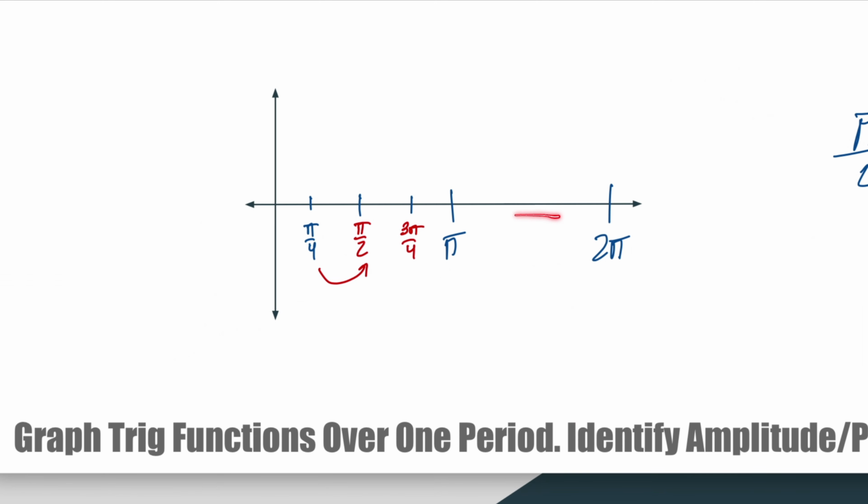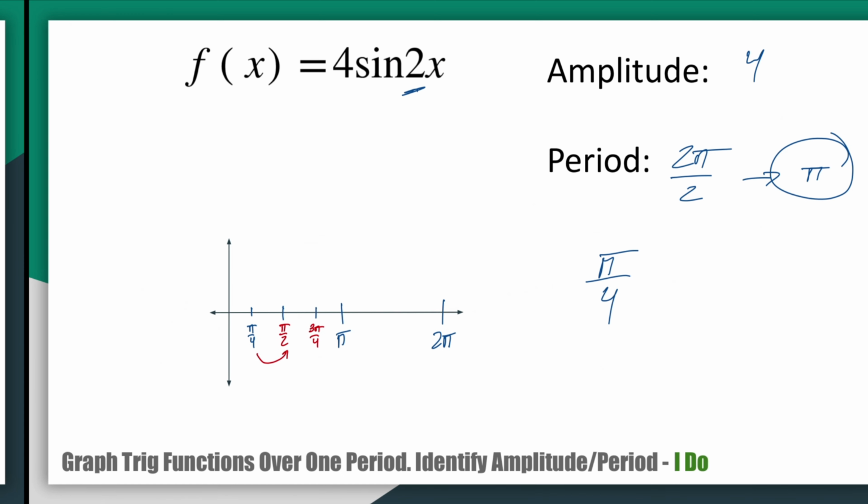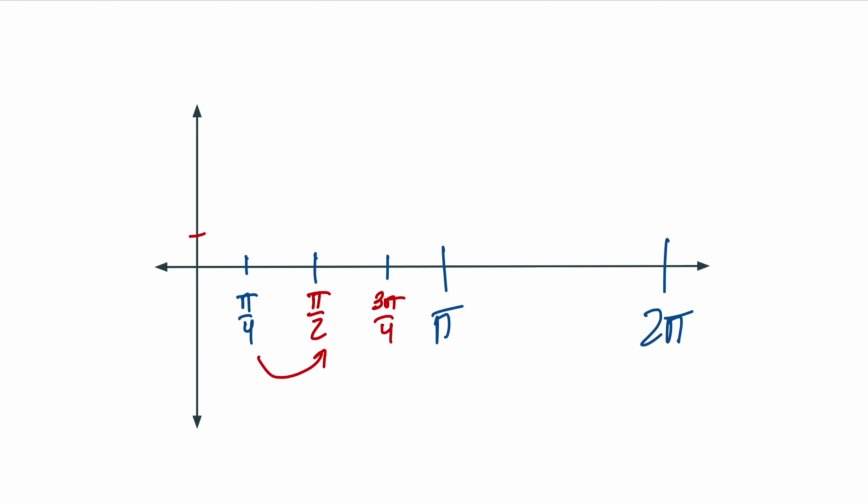Now, I'm not going to keep labeling over here because we only want to graph over a single period. Okay, this is just here for reference to show that it's now going to be much shorter. Now, this is a sine function, so it starts here at 0. It's a positive value here, so it is going to go up first and not down. So let's draw out our amplitudes, or our y-axis really.